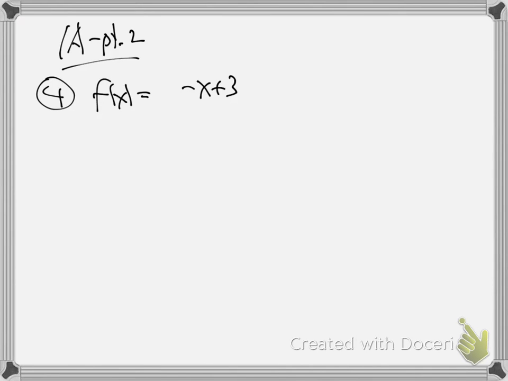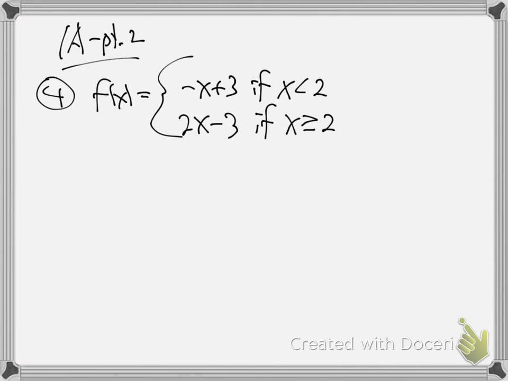Yeah, here's a good one. Here again, 1A, part 2, number 4. F of x equals negative x plus 3 if x is less than 2, and 2x minus 3 if x is greater than or equal to 2. Graph it. Can you graph that one? I'll give you a big axis system there.